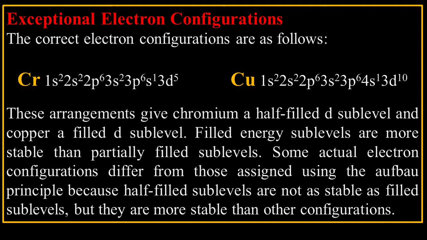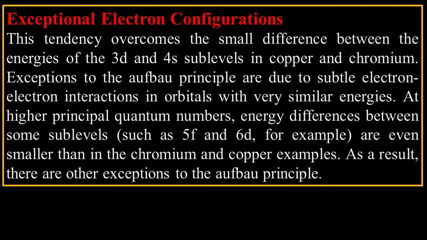And we'll see that played out more significantly when we talk about ionization energies in Chapter 6, right in the next chapter. It says this tendency overcomes the small difference between the energies of the 3d and 4s sublevels in copper and chromium. Exceptions to the Aufbau principle are due to subtle electron-electron interactions in orbitals with very similar energies. At higher principal quantum numbers, energy differences between some sublevels, such as 4f and 6d, for example, are even smaller than in the chromium and copper examples. As a result, there are more exceptions to the Aufbau principle.